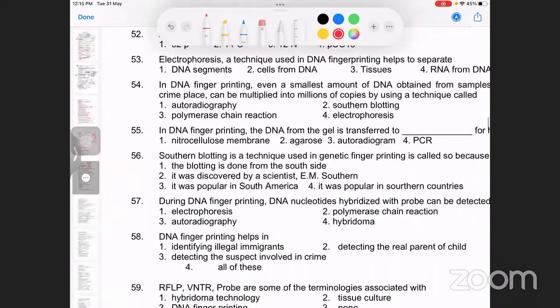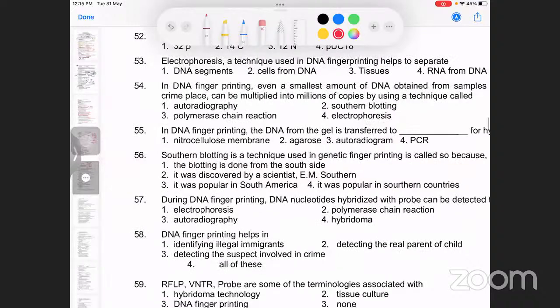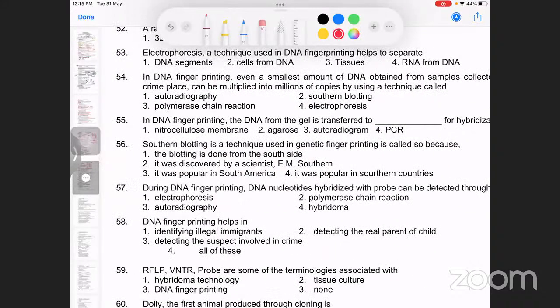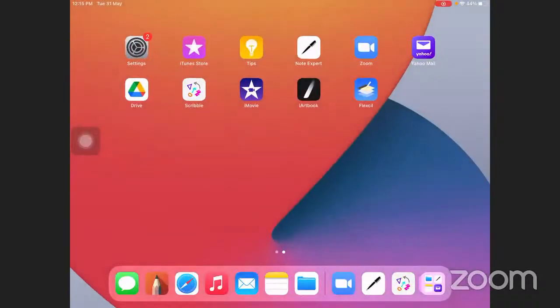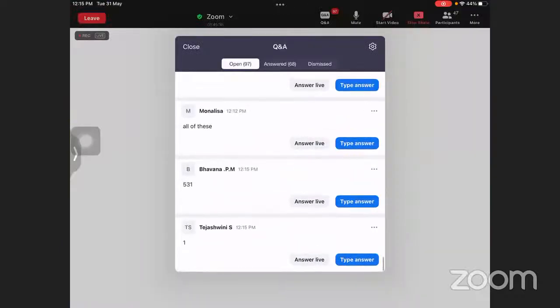Next, 53rd question. Electrophoresis technique used in DNA fingerprinting helps in separation of DNA segment, cell from DNA, tissues, RNA from DNA. What is the role of electrophoresis? Electrophoresis is a method where DNA segments are separated from the genomic pool, isn't it? So DNA fragments are separated.